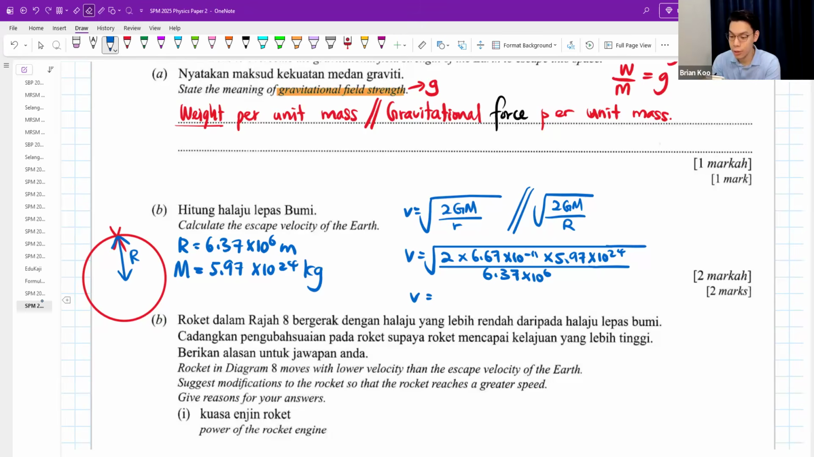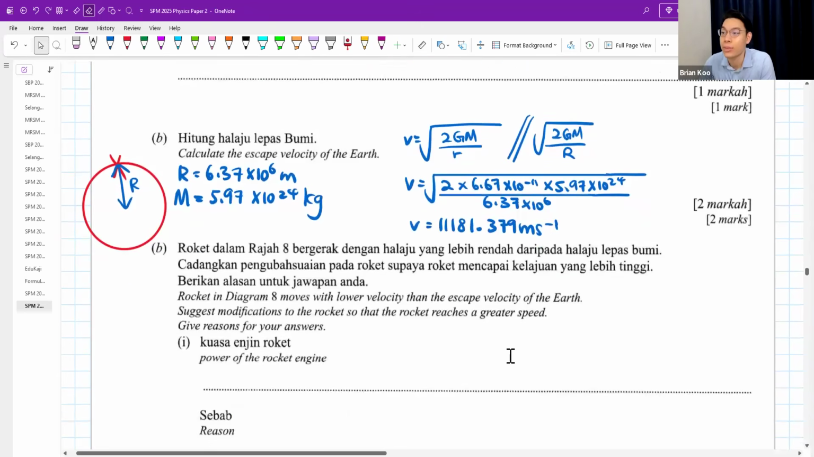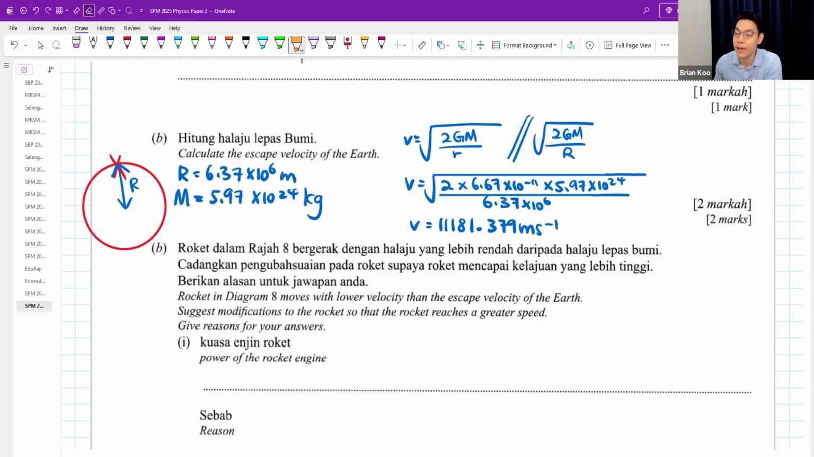Okay, I get 1181.379 meter per second. Best to do 3 decimal places, please. If you want to write more, also can. Okay, that's 2 marks. Part B, the rocket in diagram 8 moves with a lower velocity than the escape velocity.